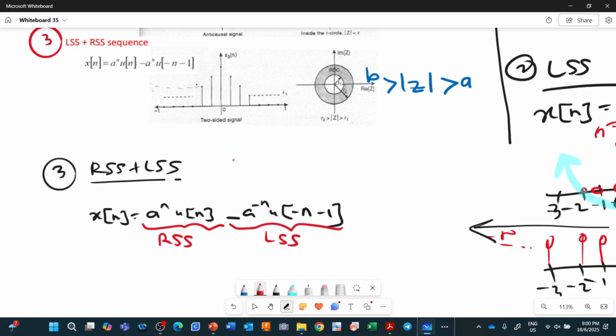If you only have the right-sided equation, then it's going to be only one side. It's either outward or inward. Okay, so this is a concept that you need to understand.